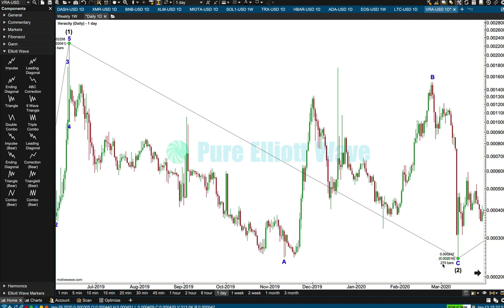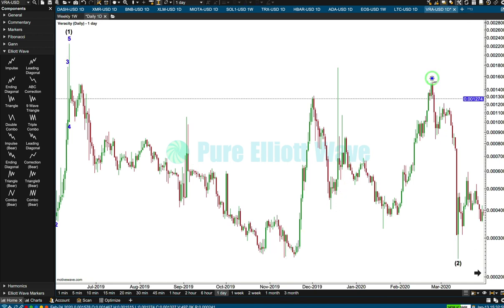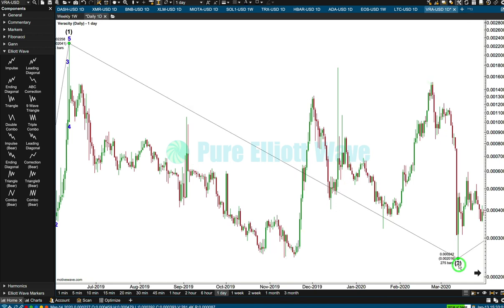No. Oh, I think this is probably a double zigzag. Except the second zigzag hasn't moved price deeper really. This is 3.0242 in this low here. 3.0245. It really hasn't.